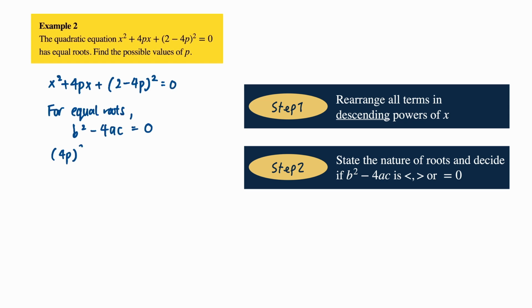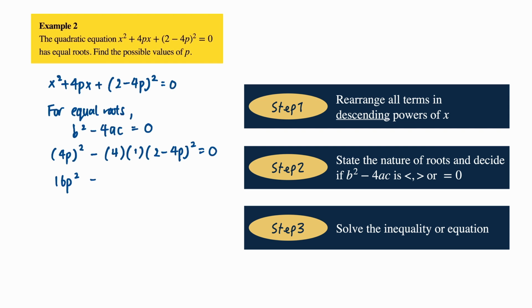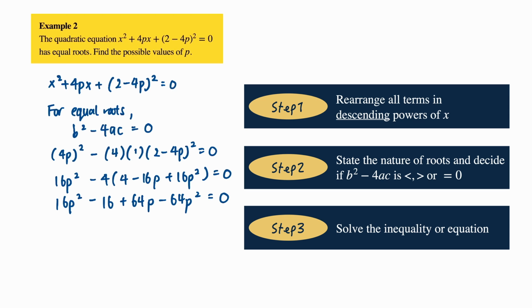Substitute in the values of a, b, and c. We have 4p squared minus 4 multiplied by 1 and 2 minus 4p squared equals 0. We will then have 16p squared minus 4, open bracket, 4 minus 16p plus 16p squared, close bracket, equals 0. Now 16p squared minus 16 plus 64p minus 64p squared is equal to 0.